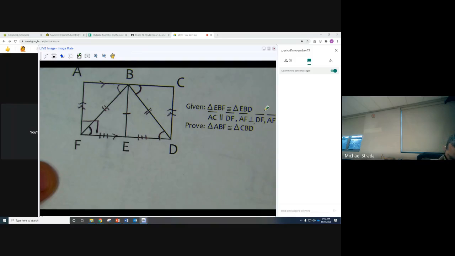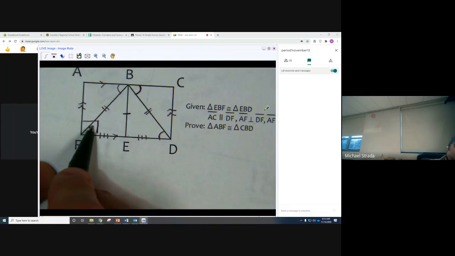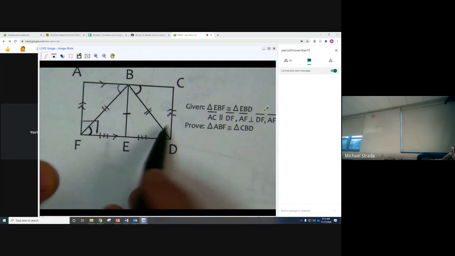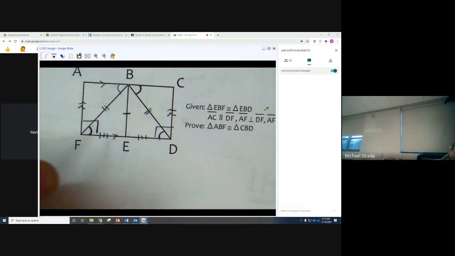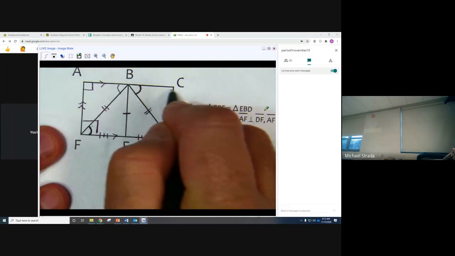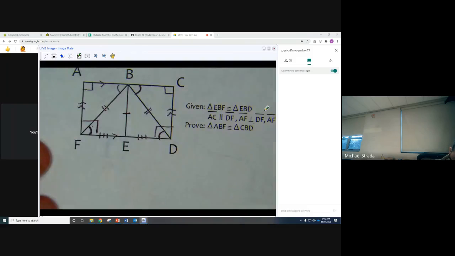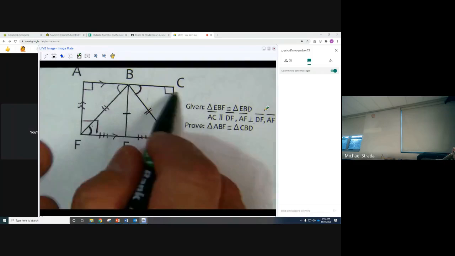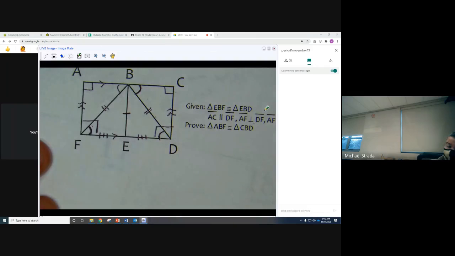Well, by same side interior angles, if that one's 90 and they're supplementary, this one also has to be what? 90. And if these are parallel, those also have to be what? 90. Do I have two angles and a side? I absolutely do. So the two outside triangles are now congruent. Yep, but by angle, angle, side.